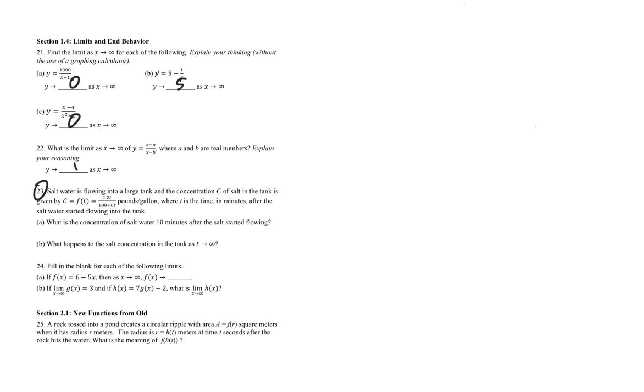Question 23 states that salt water is flowing into a large tank, and the concentration C of salt in the tank is given by C equals f of t, which equals 1.2t divided by 100 plus 6t, in units of pounds per gallon, where t is the time in minutes after the salt water started flowing into the tank. So we're asked, what is the concentration of salt water 10 minutes after salt started flowing? In other words, we're asked, what is f of 10?